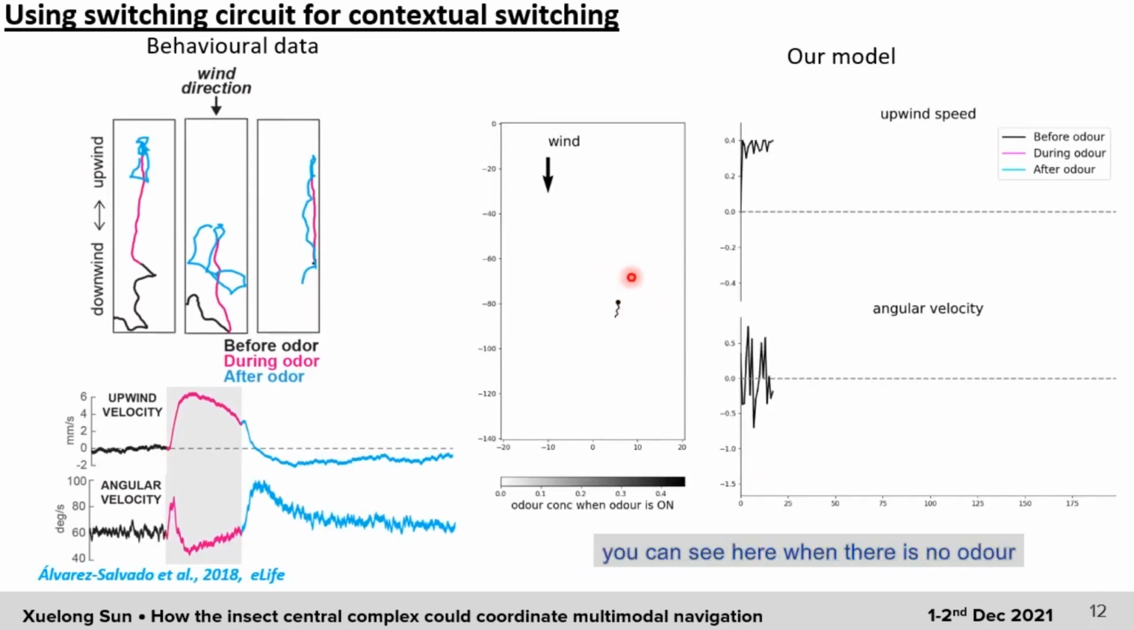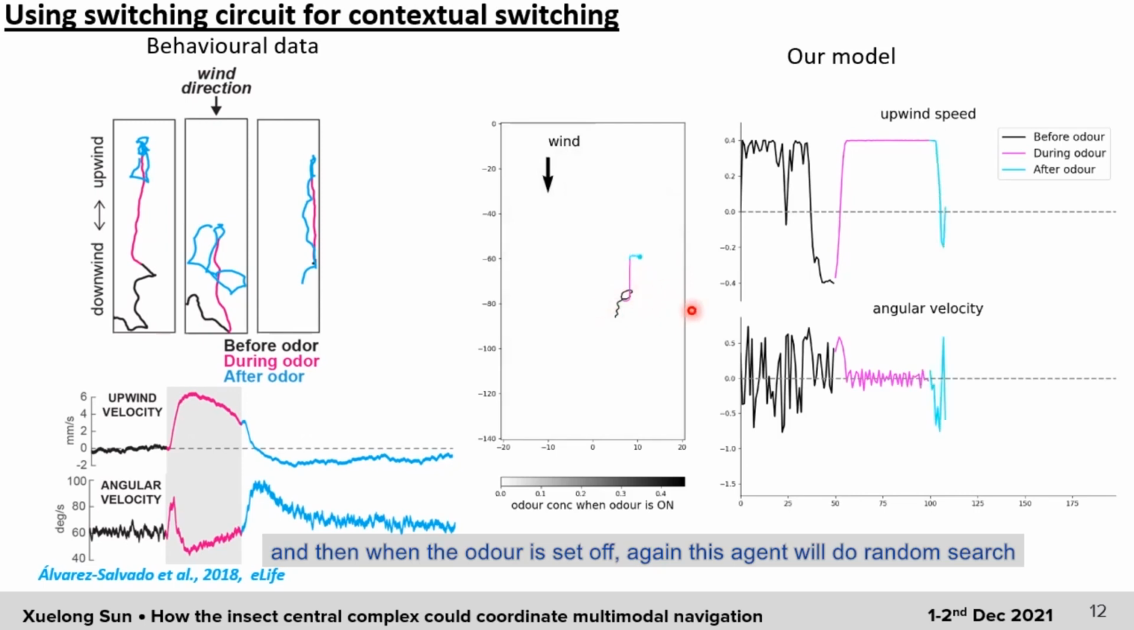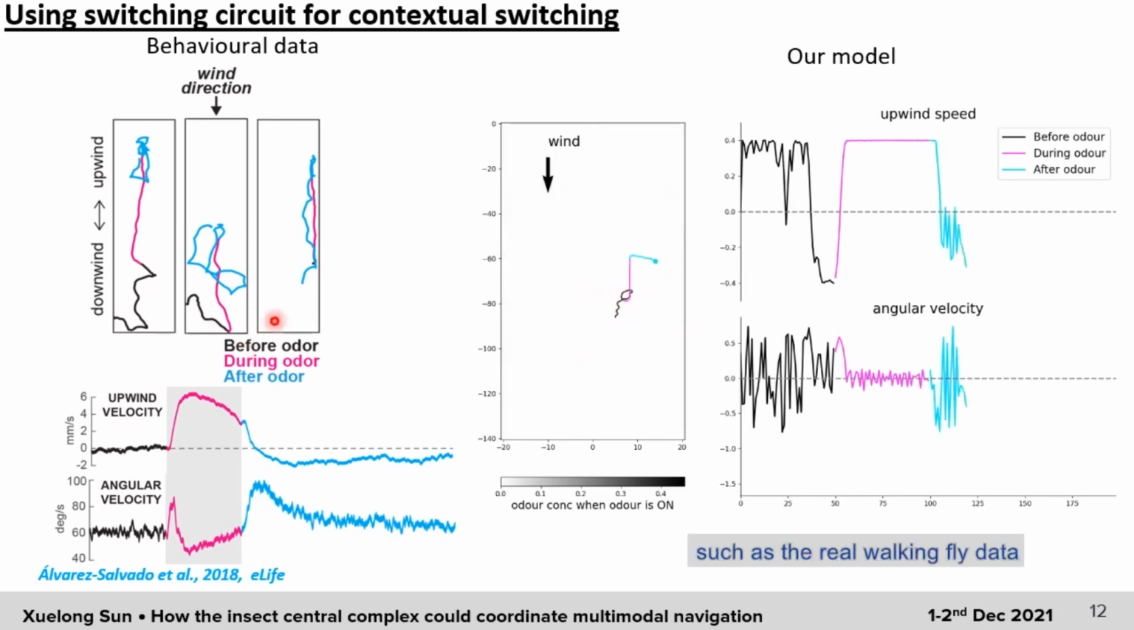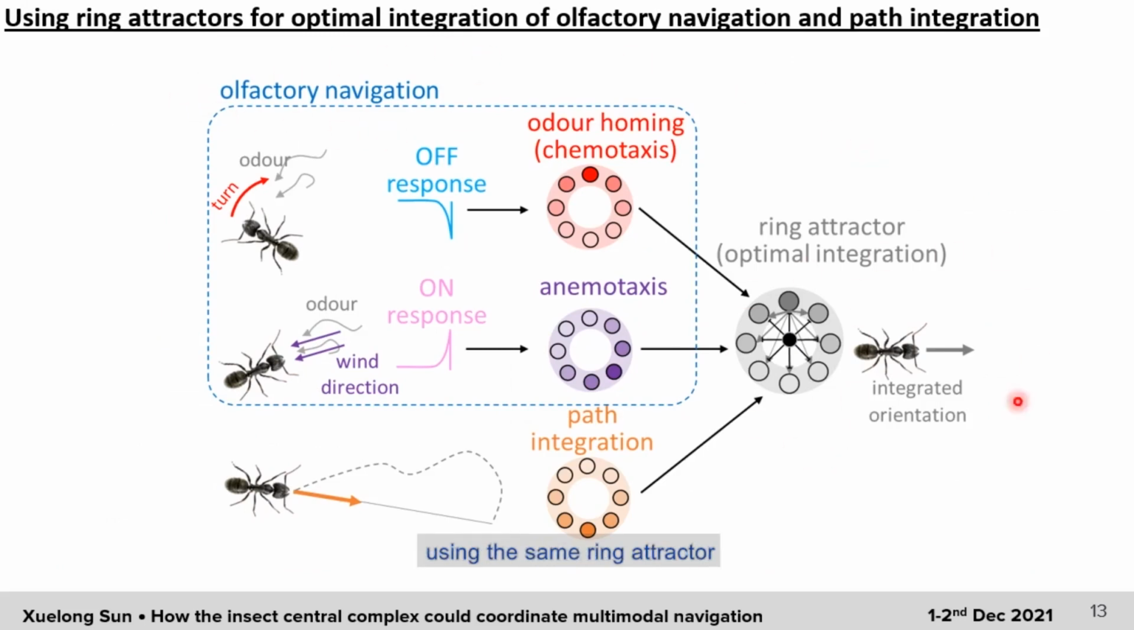You can see here, when there is no odor, the agent just does a random search. But after the odor is switched on, the agent goes upwind strictly. And then when the odor is switched off, again the agent will do a random search, like the real walking flight data. And then we come back to ants to model the integration of path integration and olfactory navigation using the same ring attractor.